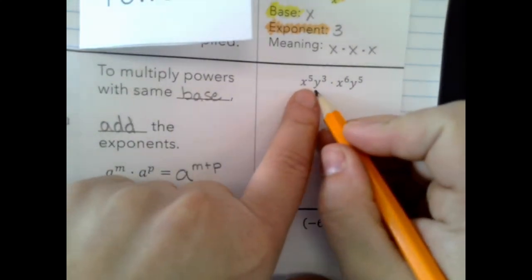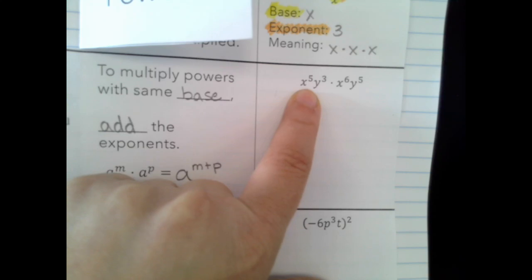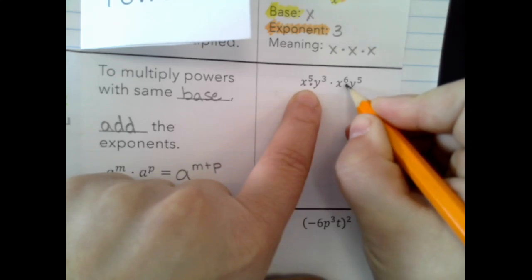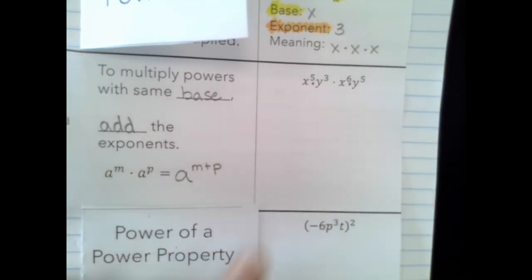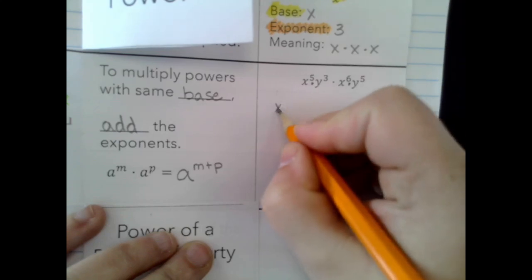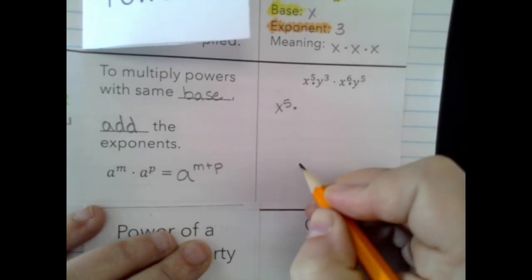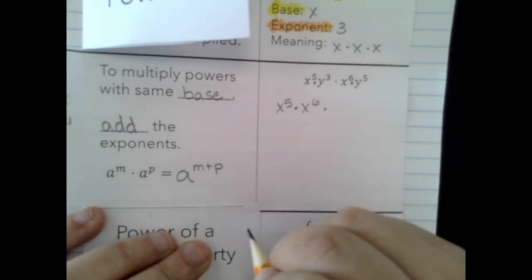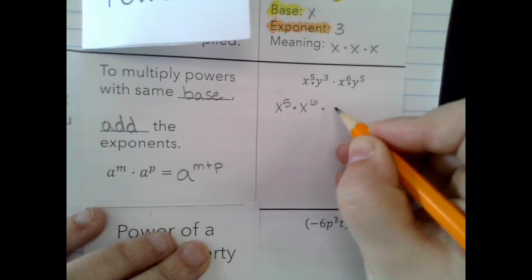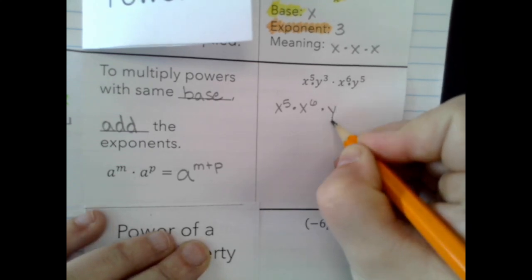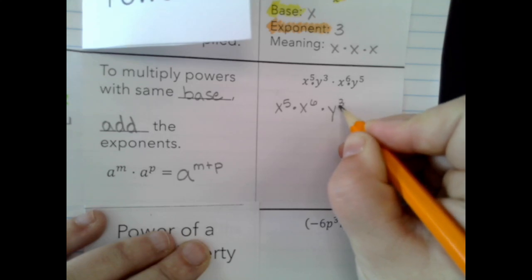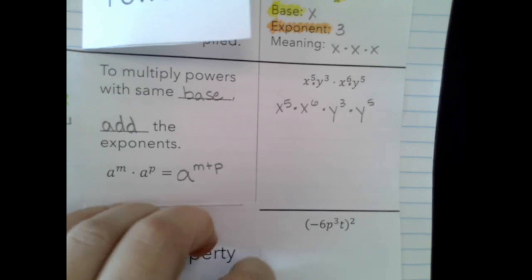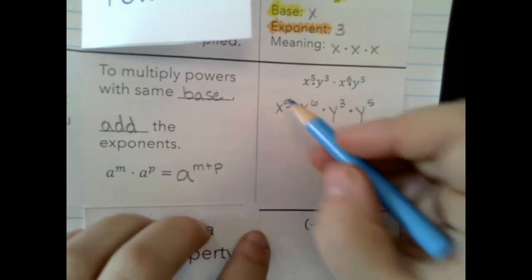Because when two things are touching, what does that really mean? Times. When two things are touching, that means times. So really there's this times in between all of them, even if we don't see it. So I'm going to put x to the 5th power times, what's the other x? So 6th power, times, now I'm going to do my y's. So y to the power of 3 times y to the power of 5. Okay, if that helps you to color code that, you can.